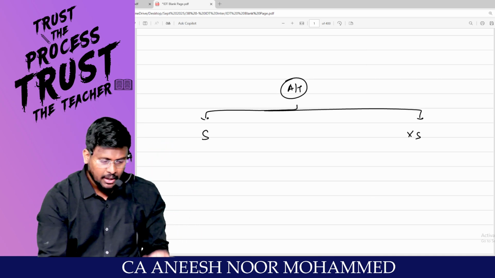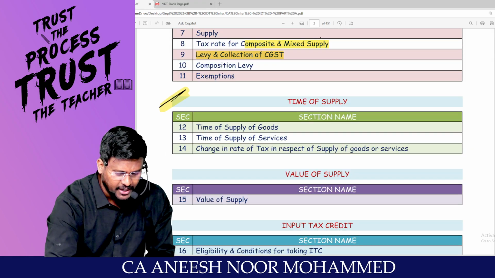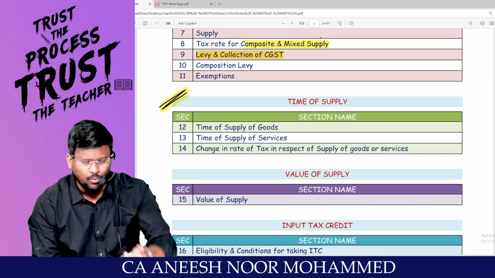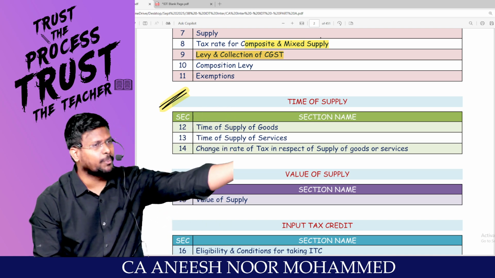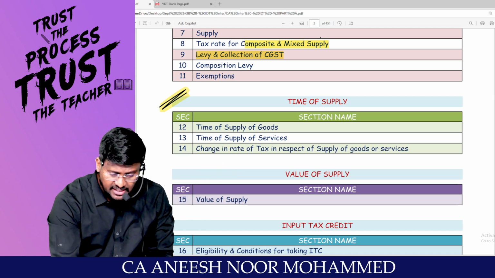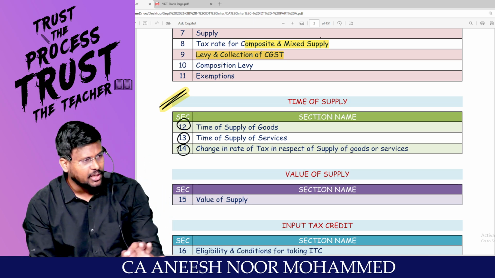Comfortable? Now I am moving to the next discussion called time of supply. I understood that I am liable to pay GST. When am I liable to pay GST, sir? When do I have to pay GST to the government? Time of supply is covered in sections 12, 13 and 14. Tell me sections 12, 13, 14.